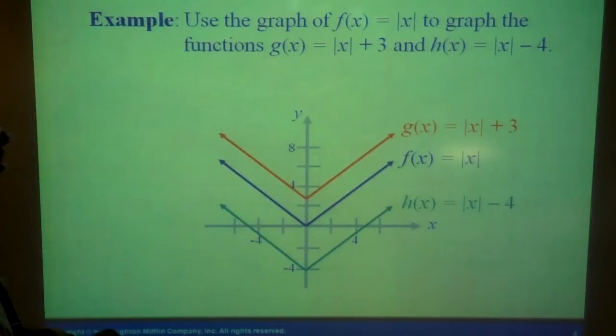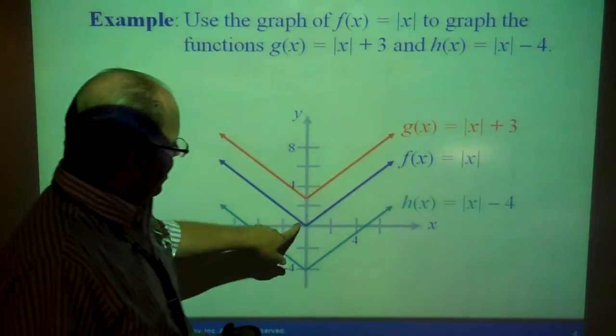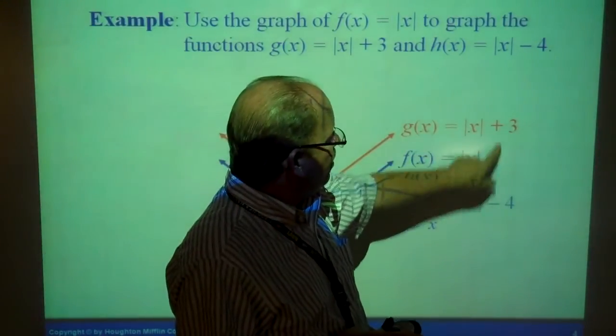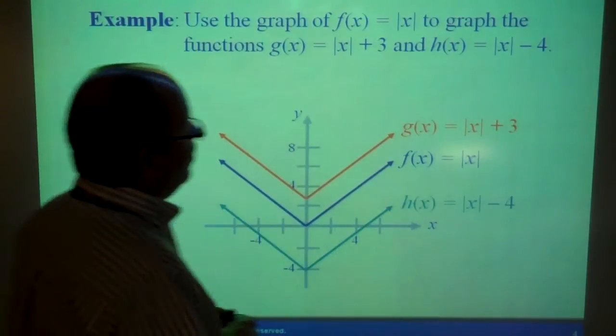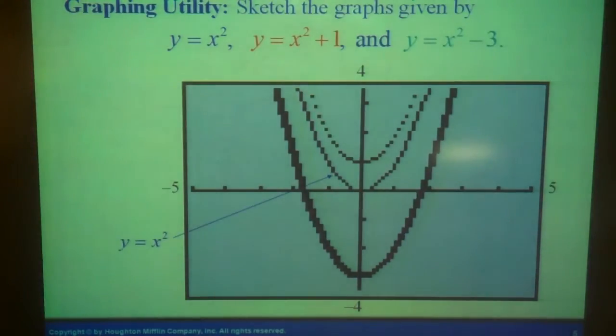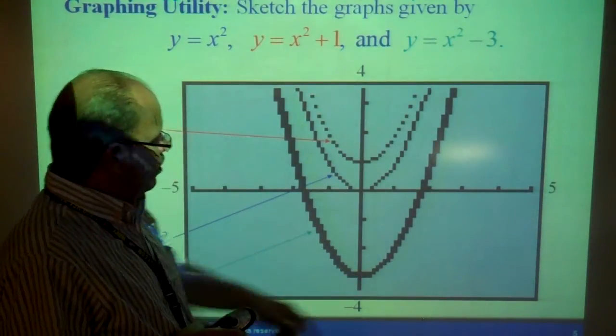And we can pretty much shift any graph this way. So if we know what the common graph looks like, then we can find the graph of something adding or subtracting from that. So sketch the graphs given by x squared plus 1, and so on. You do this on your calculator, you'll see exactly this, if you were to enter all 3 of these graphs. So here's x squared plus 1, x squared minus 3.